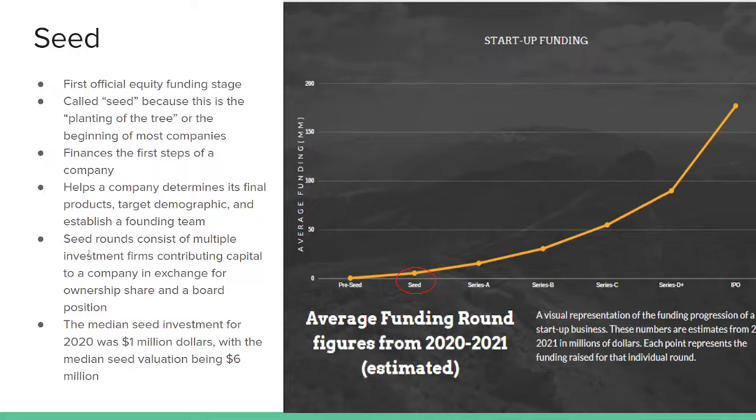Seed rounds consist of multiple. Did I already say that? Yeah. The median seed investment for 2020 was $1 million, with the median seed valuation being $6 million. So there is a difference between these two. Let's say you have a firm and you value a company at $6 million. Well, hopefully, depending on if you've seen something like Shark Tank, they'll contribute $1 million for a certain percentage of the company. That would be the $1 million for the percentage in the seed investment here.